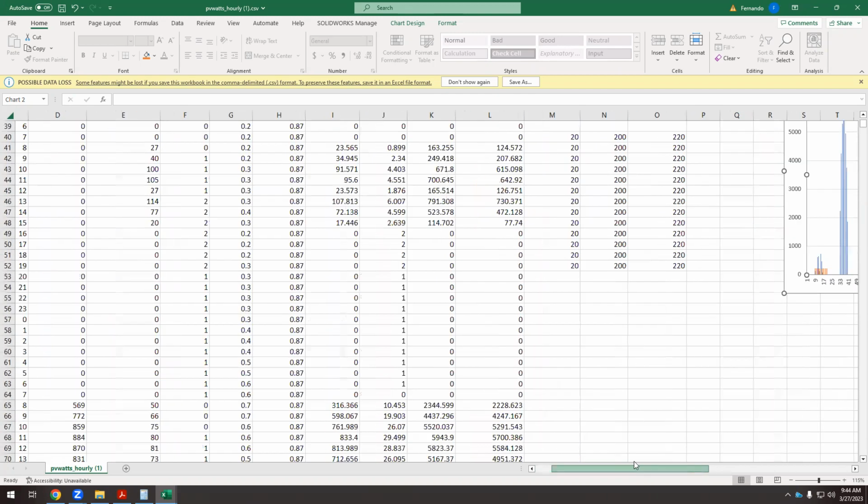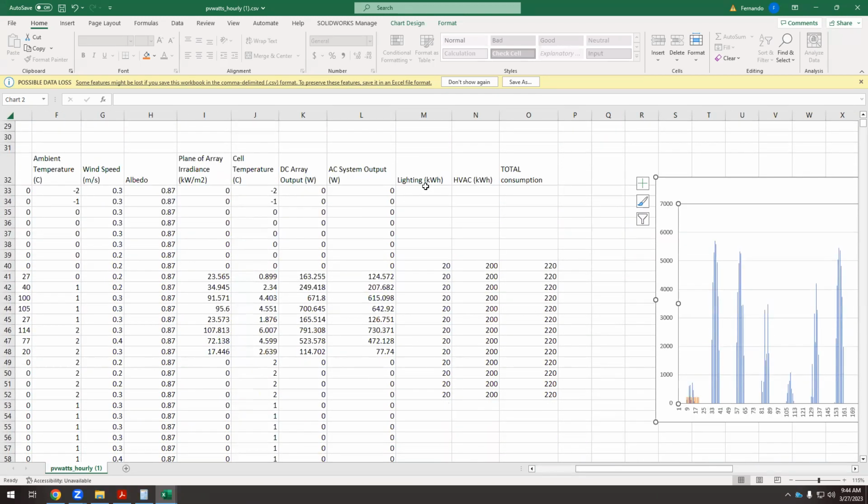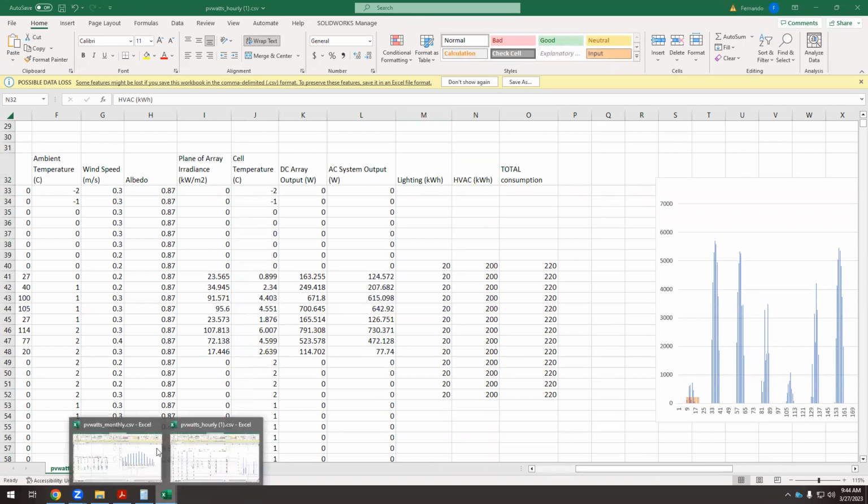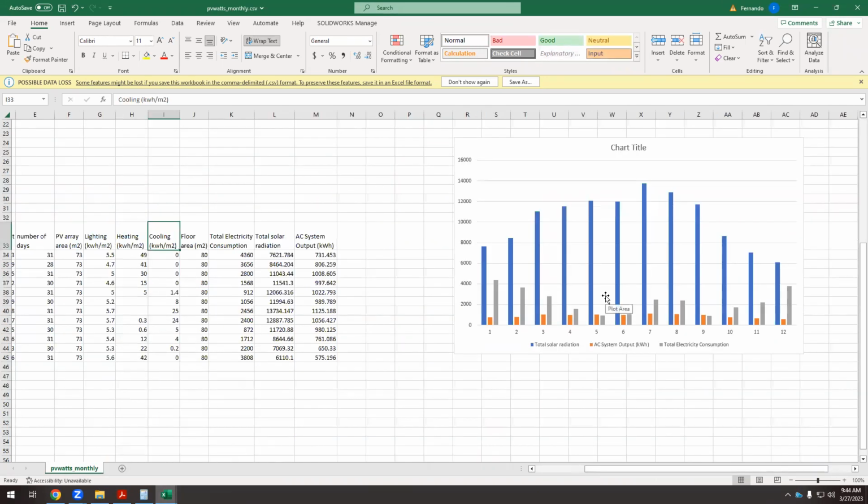We're not doing that today because we don't have enough data, but somehow we need to get the lighting and the HVAC consumption, not just monthly as we have here, but we need this hourly. So we will figure out how to do that with good numbers, but that will be the second part of the analysis of that building.